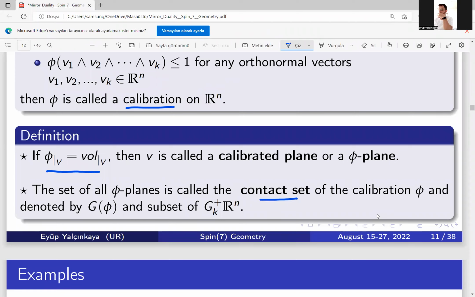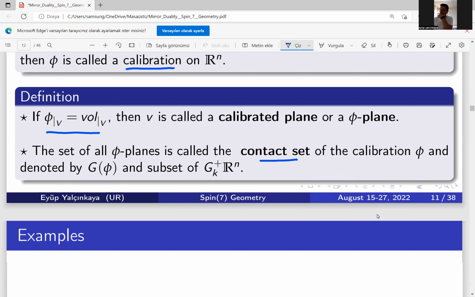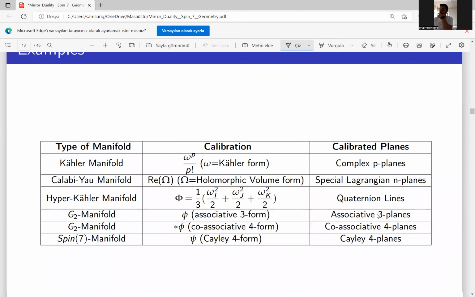This contact set, I mean, don't confuse it with contact geometry. This is for the Grassmannian. If you pick a point, for each point you will put a plane. So this is named the contact set, because for each point there's a connection between these points, and that's why it's named the contact set. And here we can see some examples.